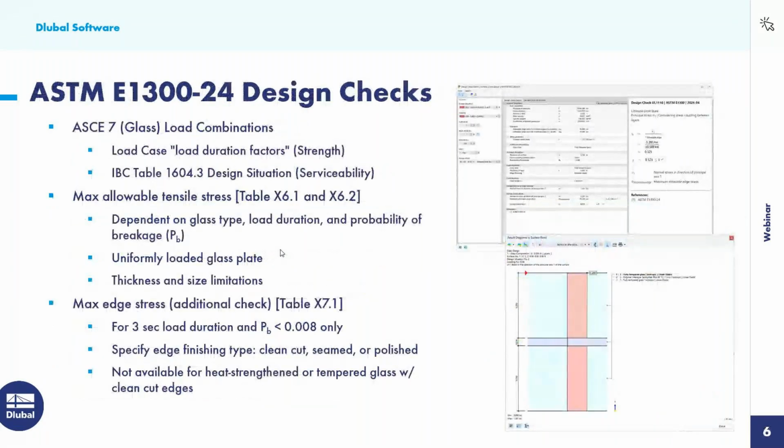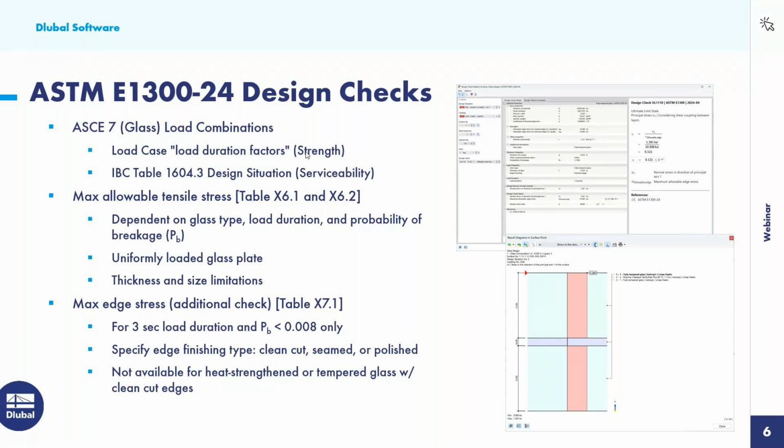So we'll turn now to specifically the ASTM E1300 and how this is integrated within the program. So the first thing to note is that we can generate the load combinations automatically according to the ASCE 7, but it is required that when we enable this glass design add-on that we choose the ASCE 7 glass load combination generator. And the reason why this varies from the standard ASCE 7 is that for our various load cases, we now have enabled the load duration factor. So this is needed to carry out the strength design of our glass panels.